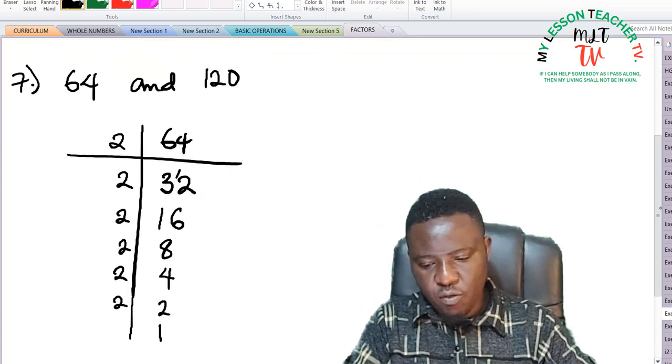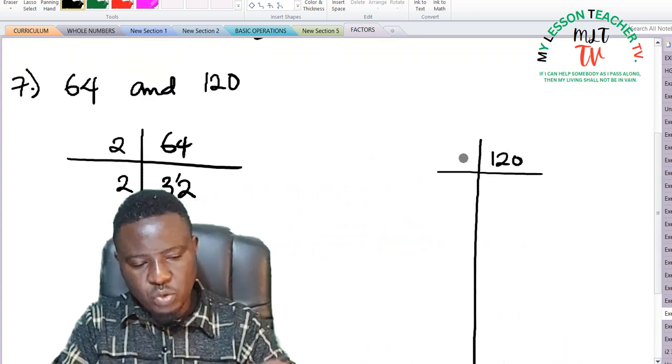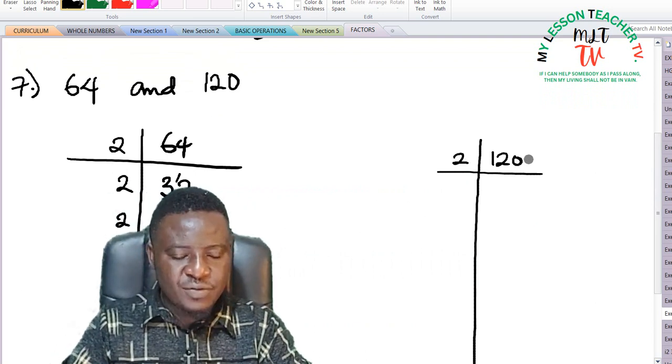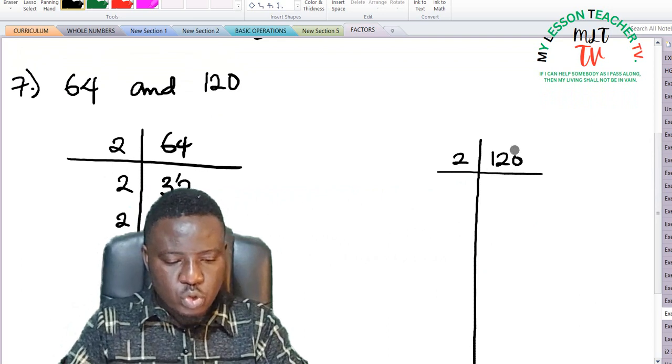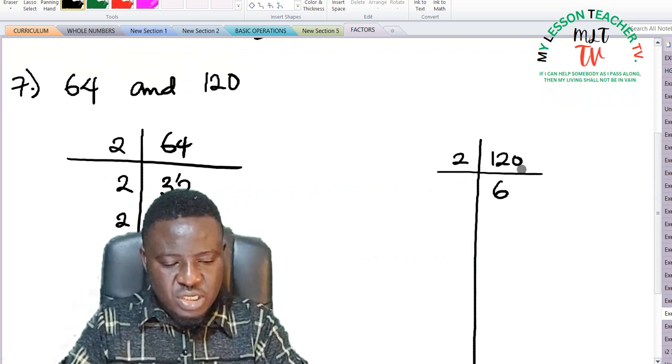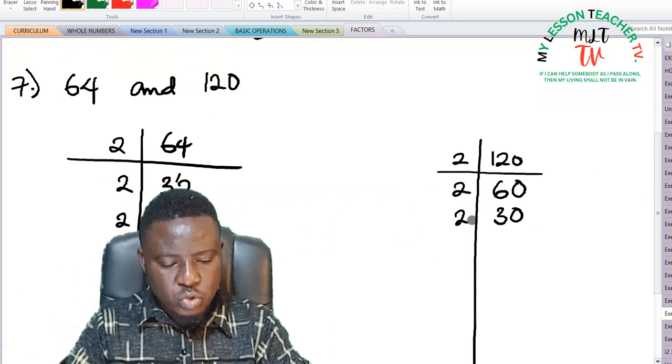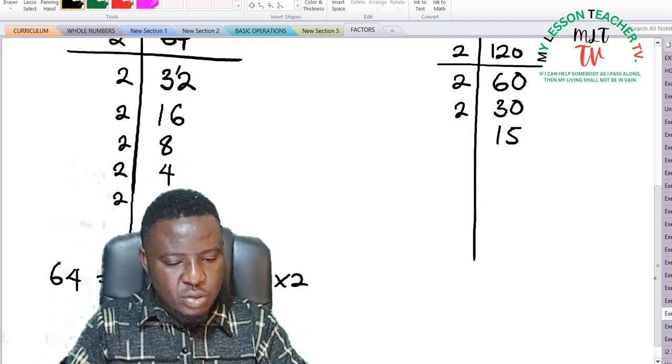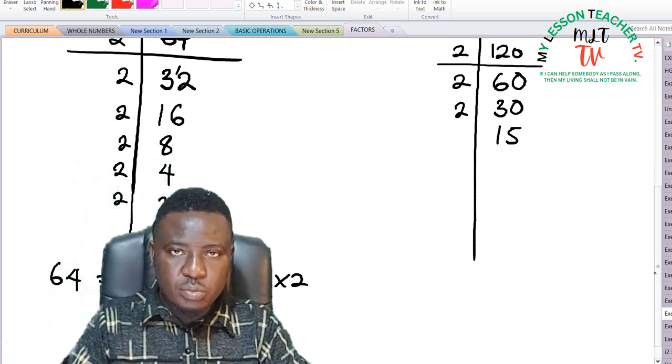We then do the same for 120. 120, 2 can divide because the last digit is divisible by 2. 2 into 1 it cannot. 2 into 12 is 6. 2 into 0 is 0. 2 into 60 for the same reason is 30. 2 into 30 is 15. 15 is not divisible by 2.